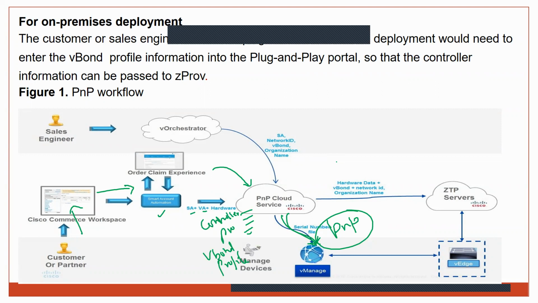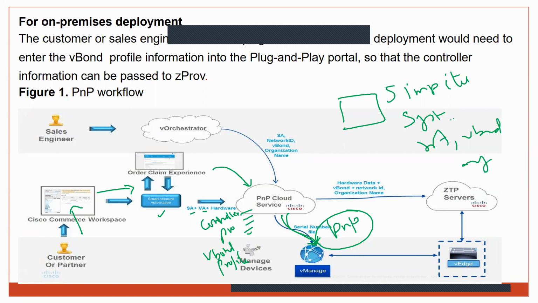Likewise, to configure a device, you have two options. You can do it via PNP ZTP, that is automation, or you can log in and configure it line by line. The key point here is that these devices need five important configuration items: system IP, site ID, vbond, org name, and host name. If you put in these five, then only it will connect with the controllers, and then they will be part of the fabric.